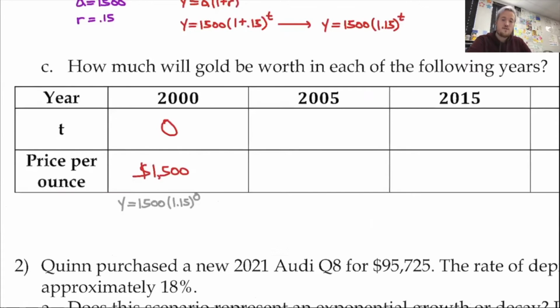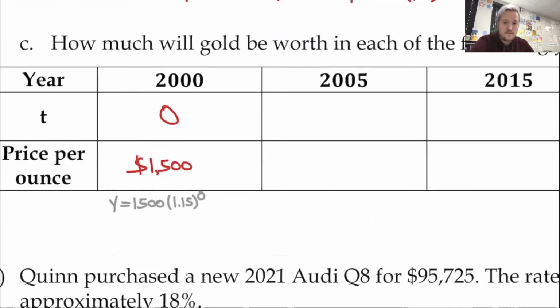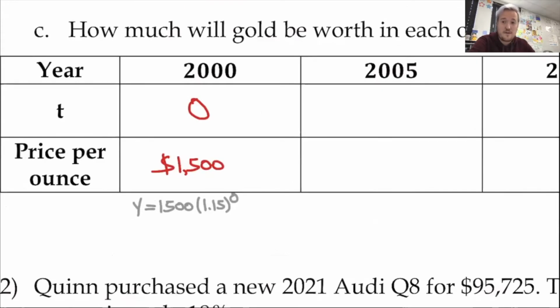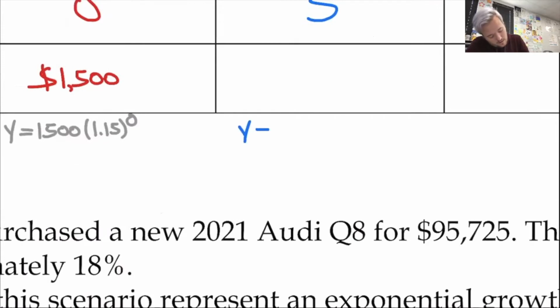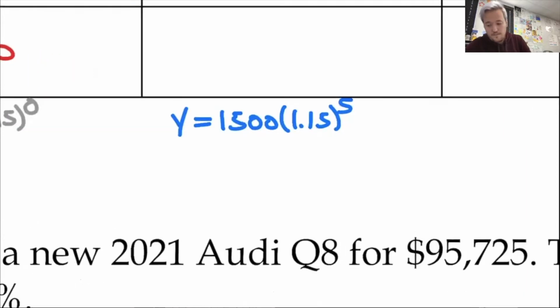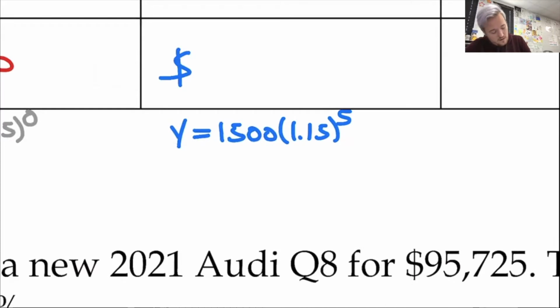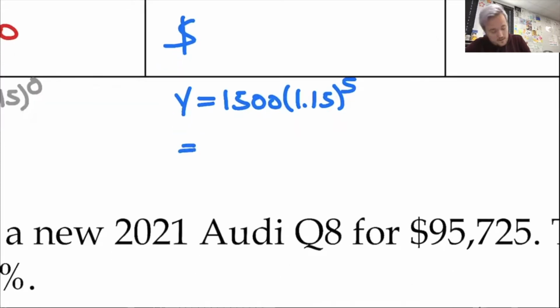All right. So now we want to find the cost of gold in the year 2005. That's 5 years after the original date, which means I'm going to replace that t value with 5, and that's what I want to find. So when I find this value, that's going to give you approximately, so let's do this.